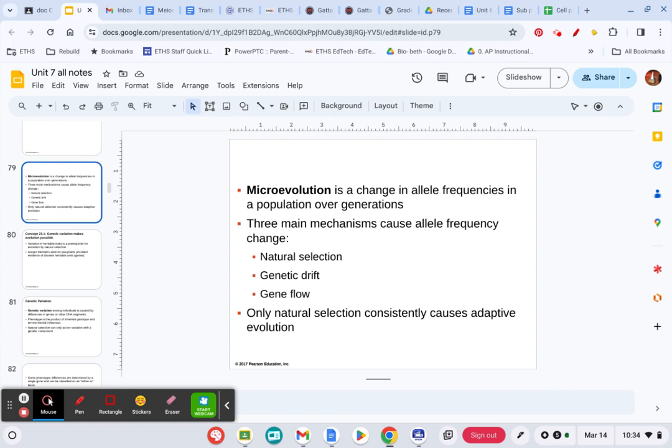Okay. So when we're talking about allele frequencies, we're talking about, do they have the dominant allele? Do they have the recessive allele? Do they have something in between? Sometimes it's not just dominant and recessive. Sometimes there's more than that.